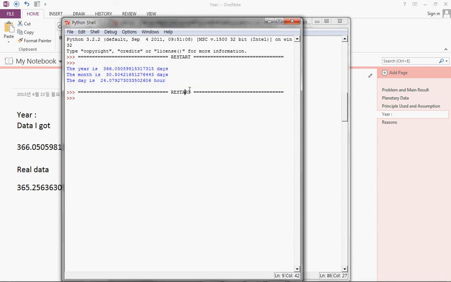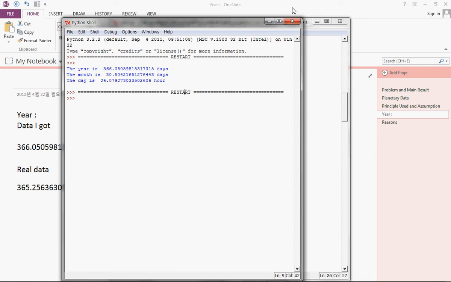The year returns out to be 366.05 days, and the month was 30.5. The day is 24.1. The way I calculate this is you have the velocity, you have the distance it travels, so it takes time. It's just distance divided by velocity. That's how I calculate it. And for the month, I divide the year by 12.